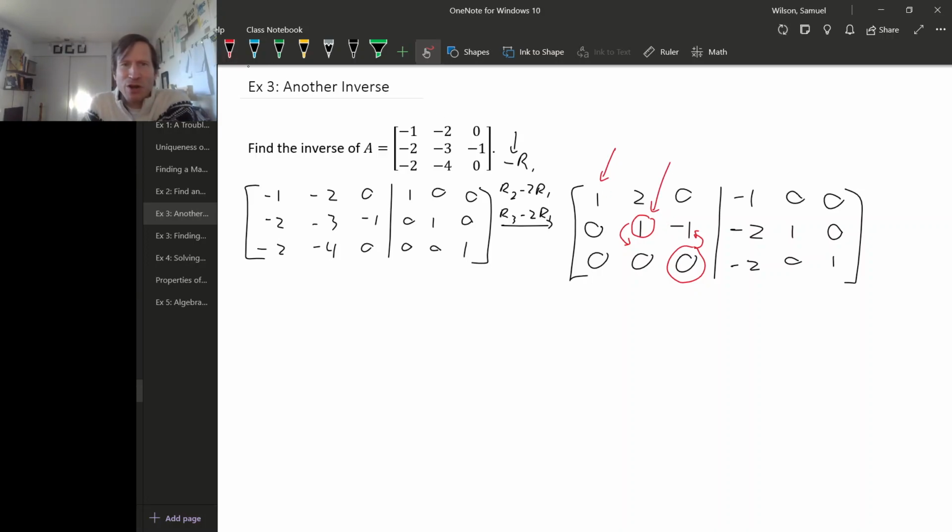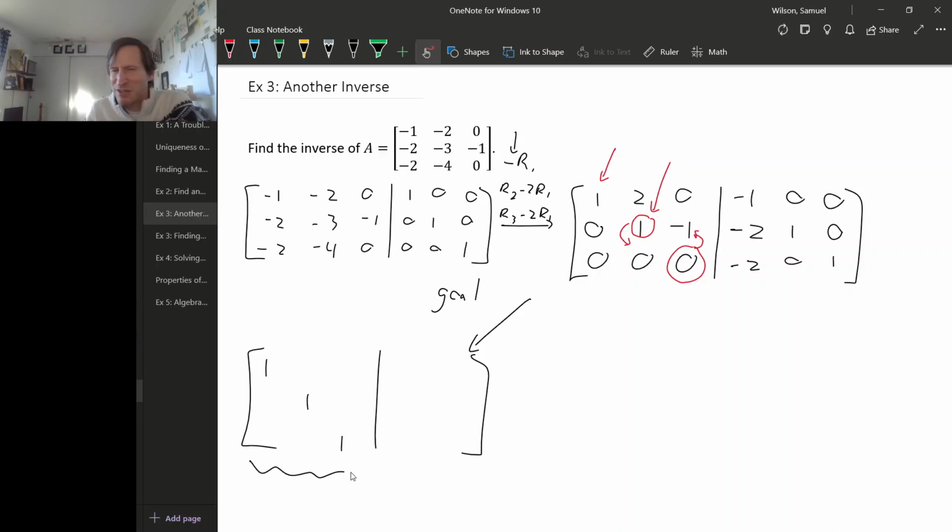And remember, when we're looking for an inverse, our goal is to row reduce the stuff on the left to the identity matrix. But the identity matrix has rank 3. What we have here has rank 2. So we can't row reduce this to the identity matrix. This isn't going to happen. And what this is telling us is that the inverse doesn't exist.